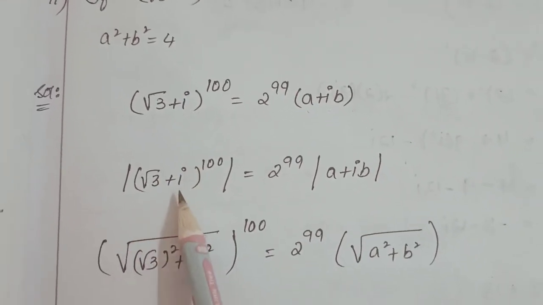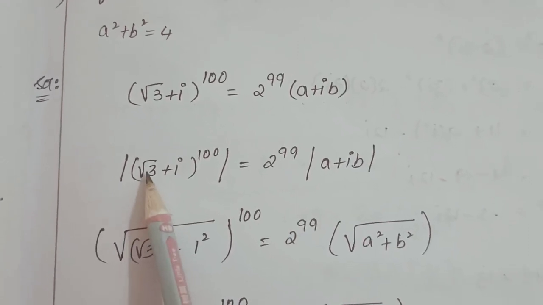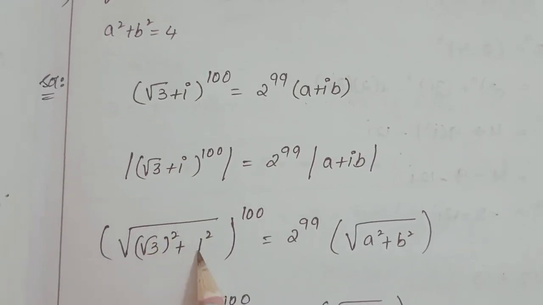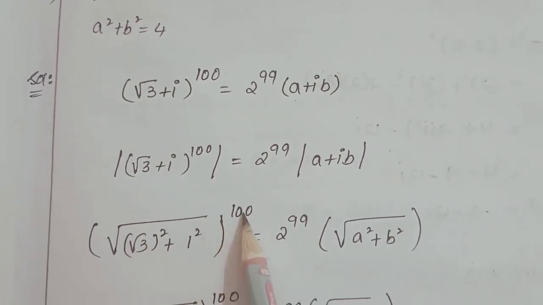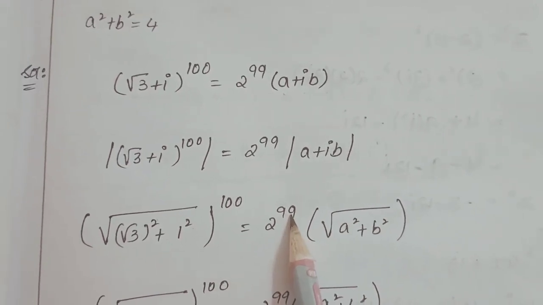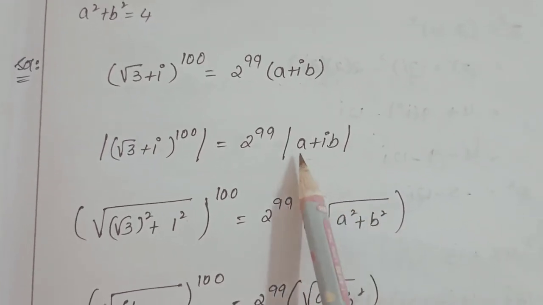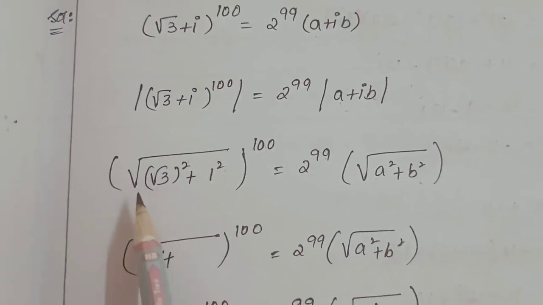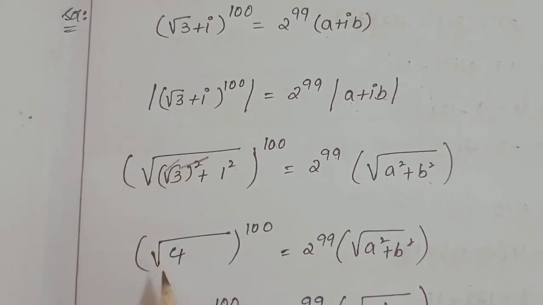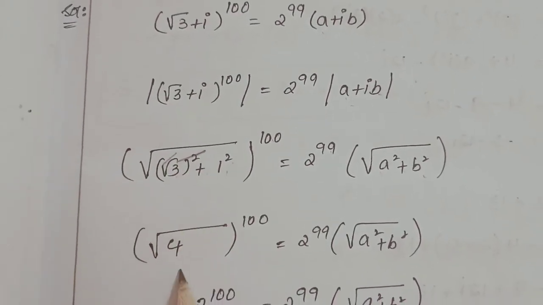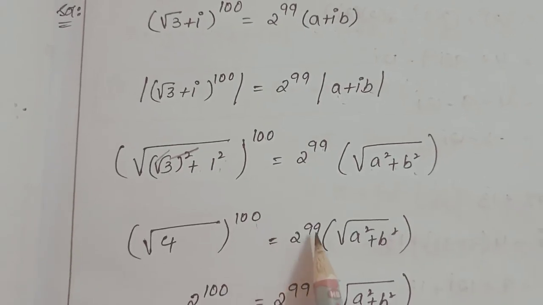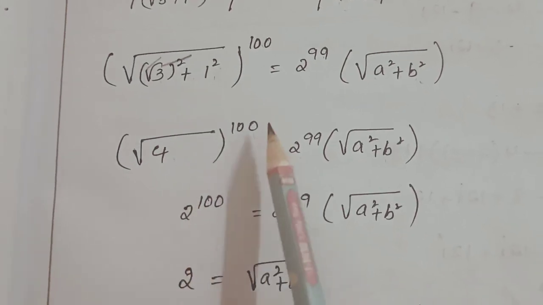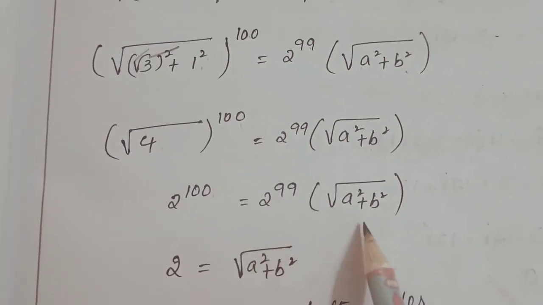Mod is nothing but modulus. Here we have to find the magnitude, that is under root of root 3 whole square plus the i coefficient 1, so 1 square, whole to the power 100, equals 2 power 99. On the right side also mod is there, so under root of a square plus b square. Now the square and root get cancelled. 3 plus 1 is 4 to the power 100, and 2 power 99 stays as it is. Root 4 is nothing but 2, so 2 power 100 into 2 power 99 under root a square plus b square.